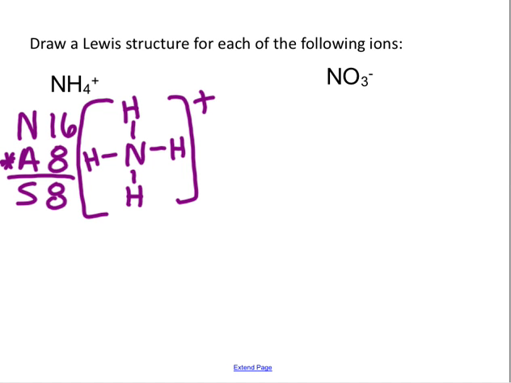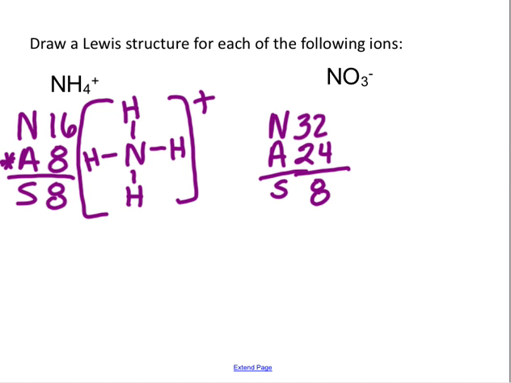All right, NO3-. Needed, available, shared. How many do we need? 8 times 4 is 32. We actually have 6 times 3 is 18 plus 5 is 23. What's wrong with that? It's odd. We need to add 1, right? Because it's an additional electron, making 24. So how many are we going to share? 8. 4 bonds have to go in this picture.